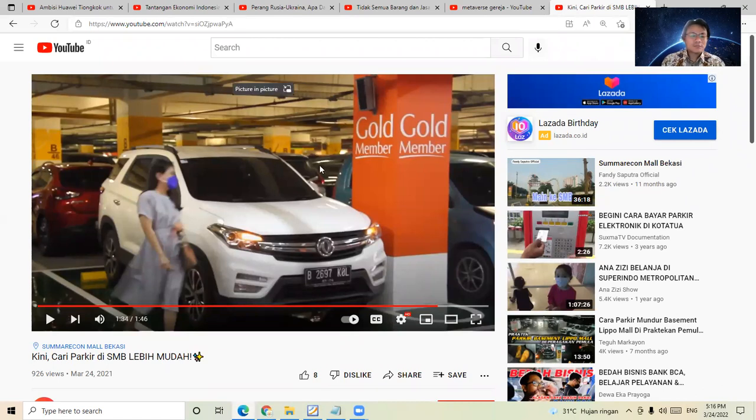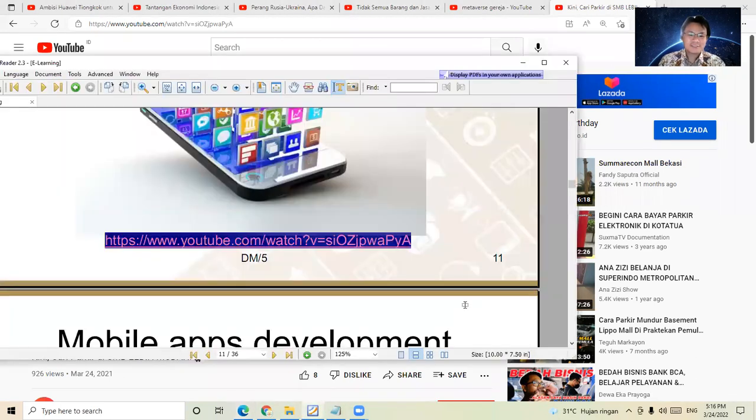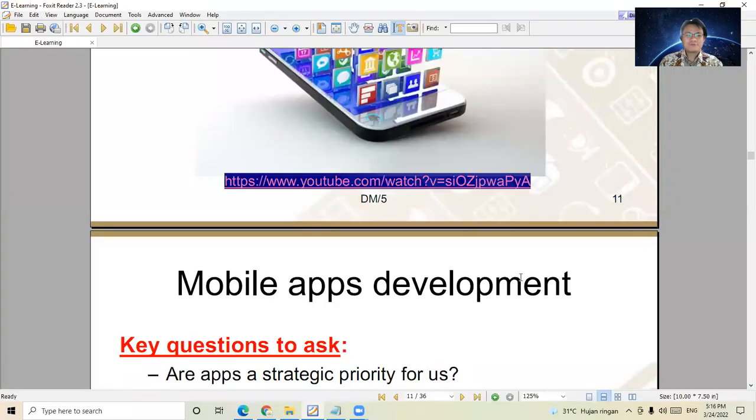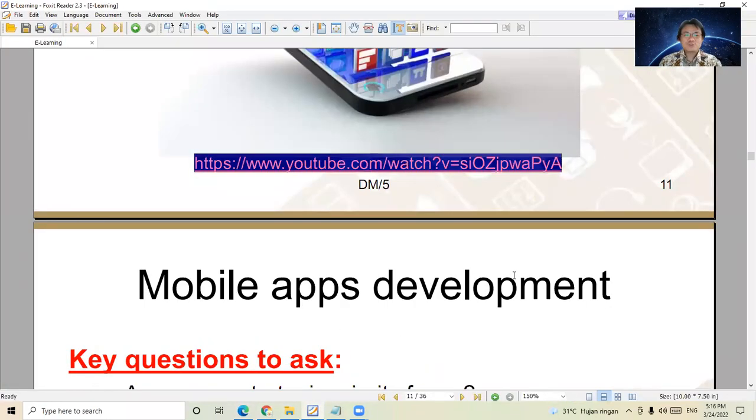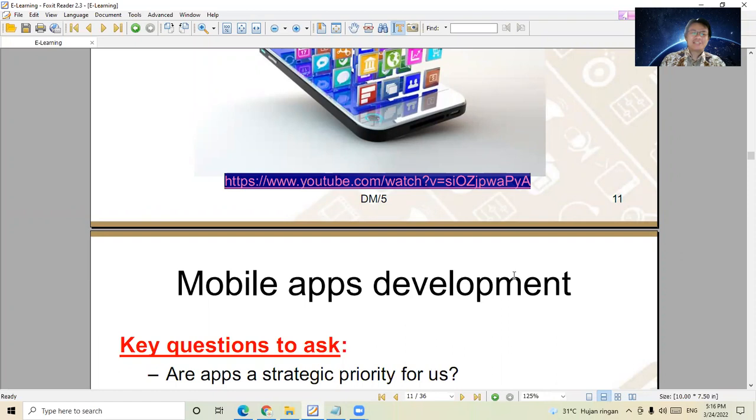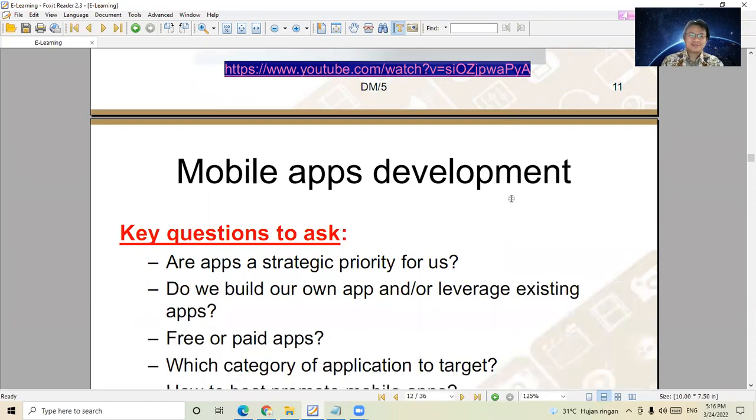That's how a company uses mobile apps, other than for e-commerce transactions. They can use it like this as a value-added service for their customers, as part of their customer relationship management initiatives. I think that's a good example of useful mobile app applications for a company to use.